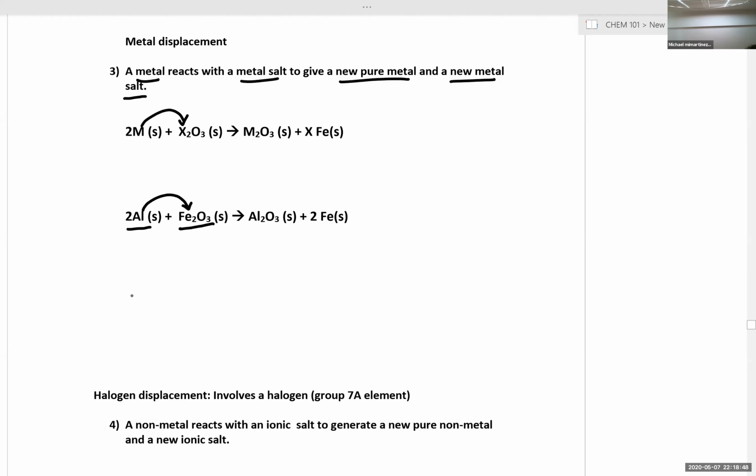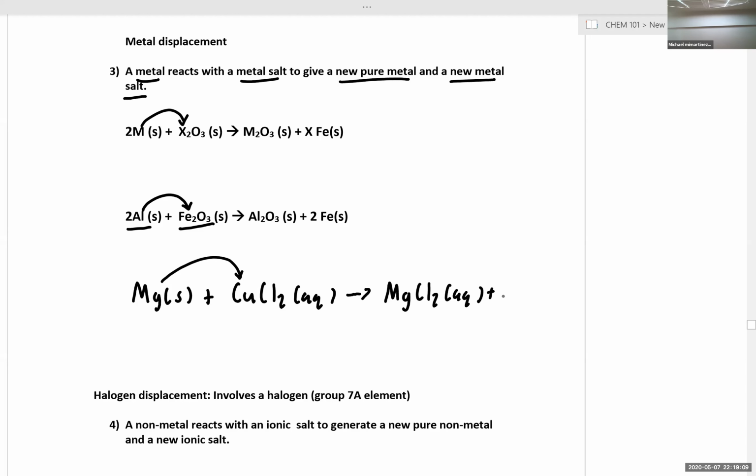By the same notion, if we have magnesium solid reacting with, for example, copper chloride, the magnesium will displace the copper from our chemical equation, and in turn we get magnesium chloride aqueous and solid copper. So in a metal displacement, it's a displacement reaction where a metal is being displaced.